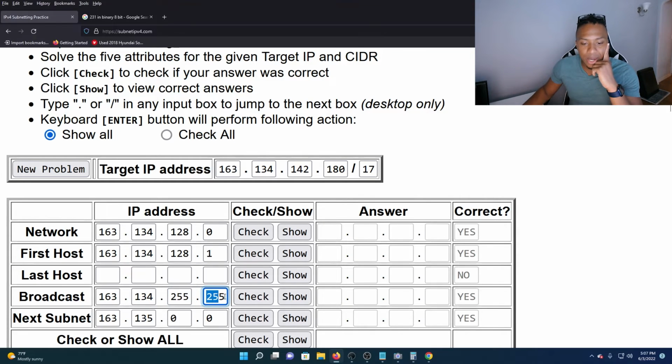But you're asking, why is this one 255? Well, that's because that's the highest they can get. The broadcast is like the highest of the highest you can even get before moving to the next network. Which is why I said just subtract 1 from this one. In this case, we're doing it to both of these. But hopefully you catch my drift.